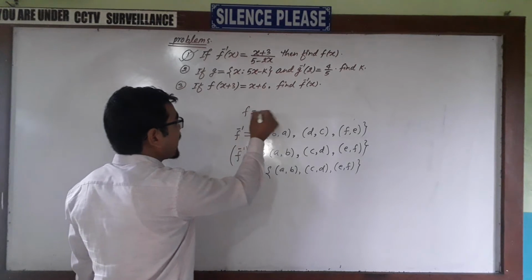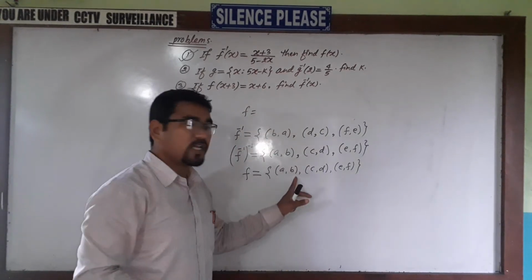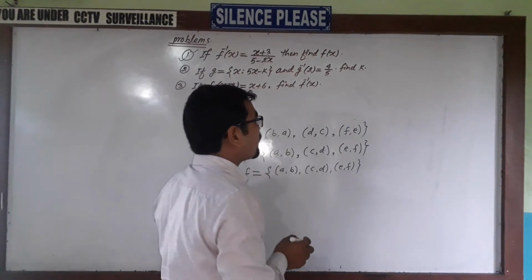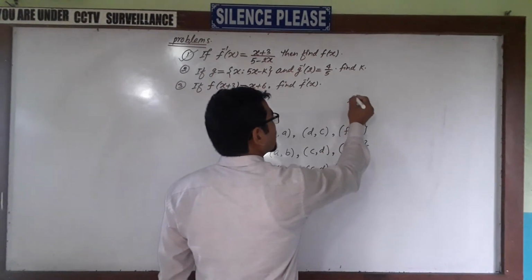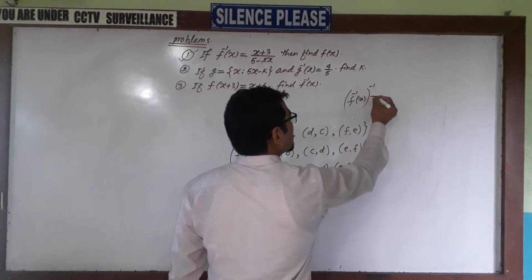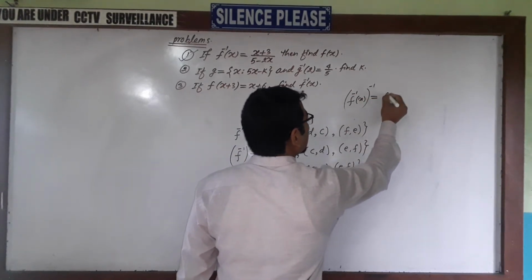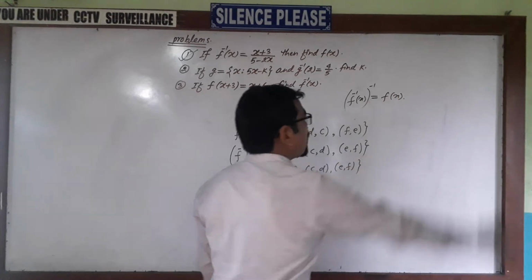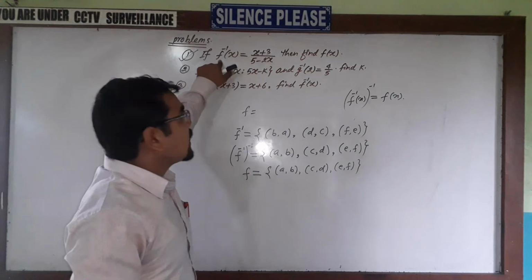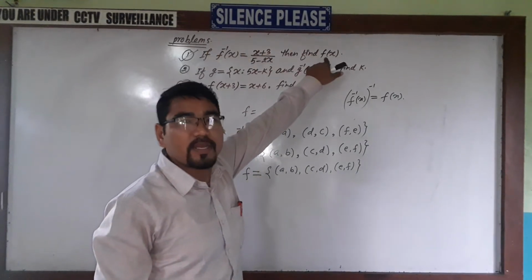It was already written here, the same thing repeated again. So you understand one thing. Keep in your mind that if the inverse of the inverse function is found again, then this becomes equal to f of x, the original function f of x. So here the inverse function is given. Now we have to find the original function f of x.